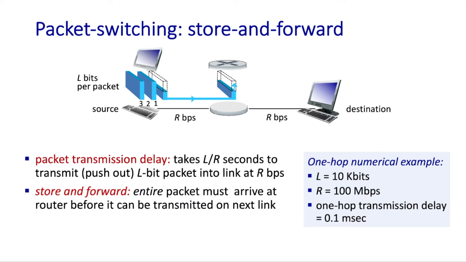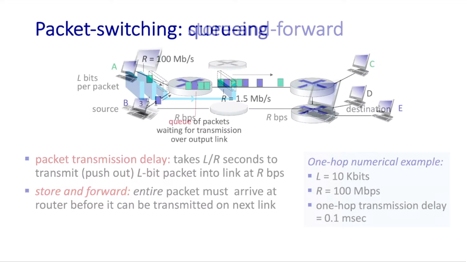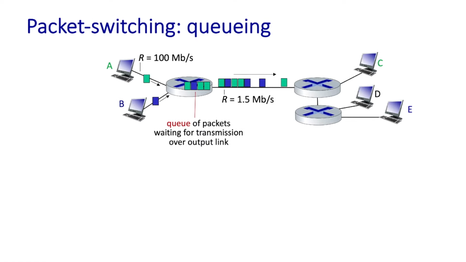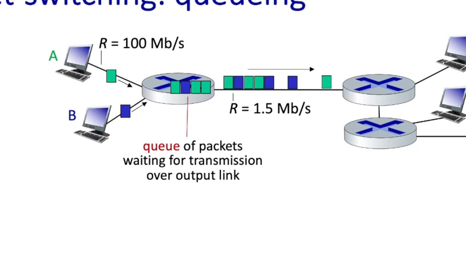Now let's take a closer look at what happens as packets arrive to a router for forwarding. In this figure here, we see a router with 3 links. Let's assume that host A is sending packets to host C and host B is sending packets to host E. And now let's take a close look at the input link rates.